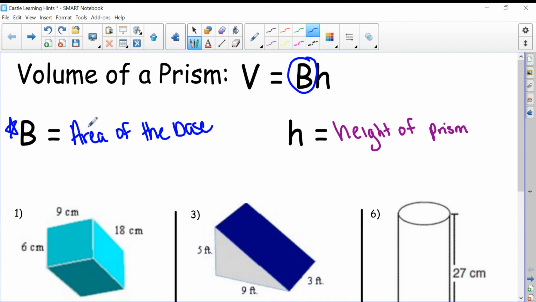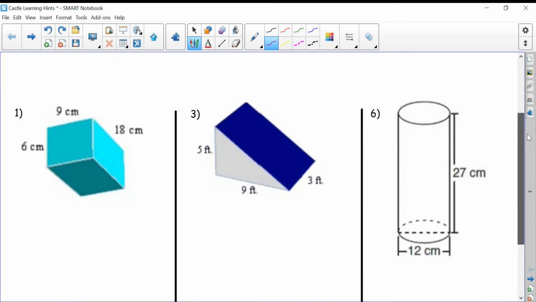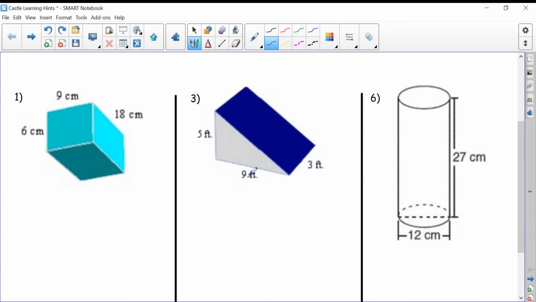So you have to figure out what shape the base of your three-dimensional figure is, and then find the area of that shape. And then once you have that, you can multiply it by the height of the prism. Okay? So if we're looking at these three prisms, all of them are going to start off with volume equals capital B times H, because they're all prisms.